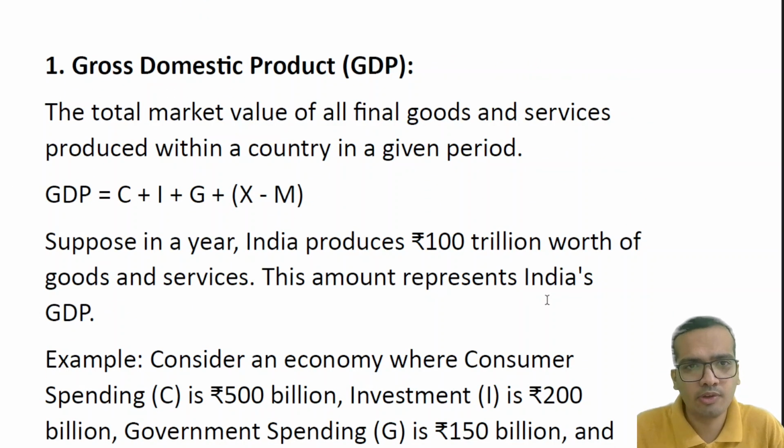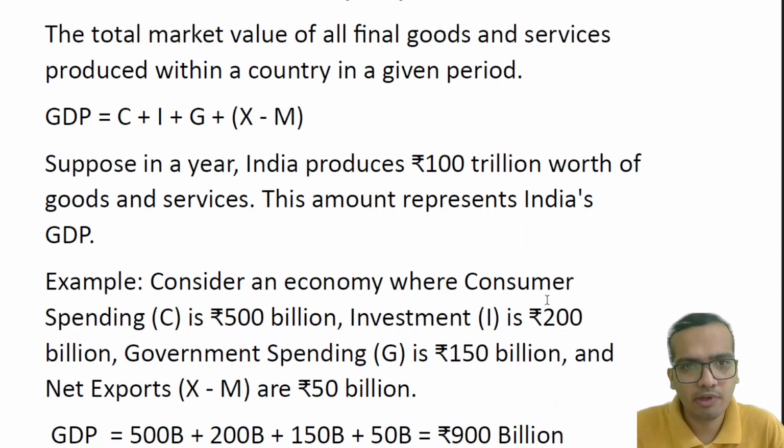Here comes the first concept from this chapter, Gross Domestic Product, GDP. It is the total market value of all final goods and services produced within a country in a given period. Using a numerical, it is denoted as above: GDP equals C plus I plus G plus X minus M, where C denotes consumer spending, I denotes investment, G denotes government spending, and X minus M denotes net exports. Net exports means exports minus imports.